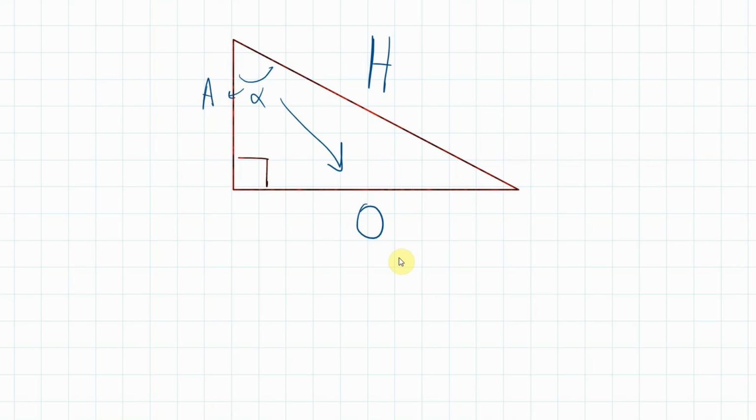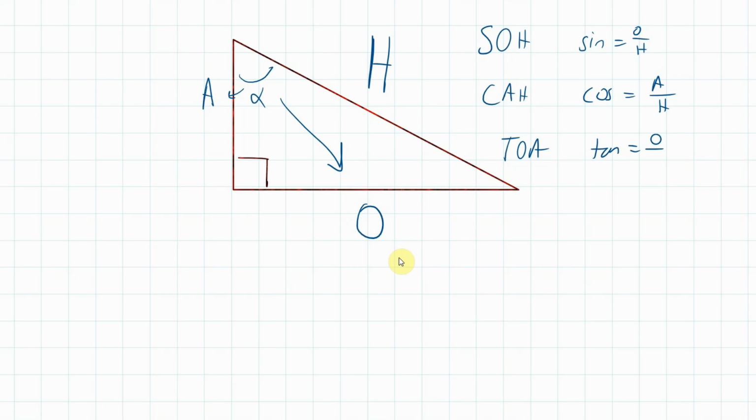Now, SOH CAH TOA stands for: SOH, sine is opposite over hypotenuse. CAH means cosine is equal to A over H, adjacent over hypotenuse. And TOA, tan is equal to opposite over adjacent. I hope that makes sense to you, team.